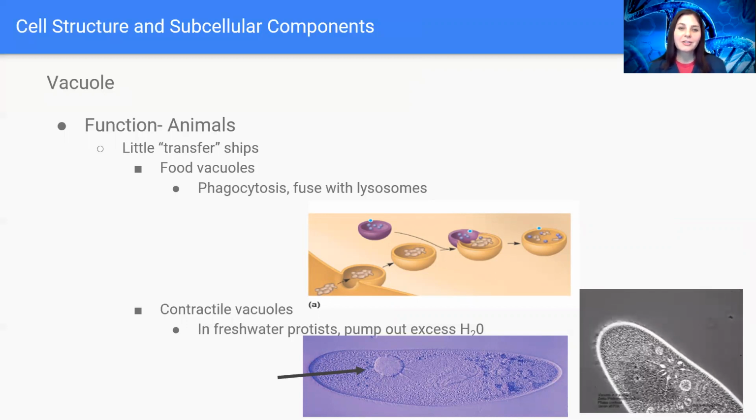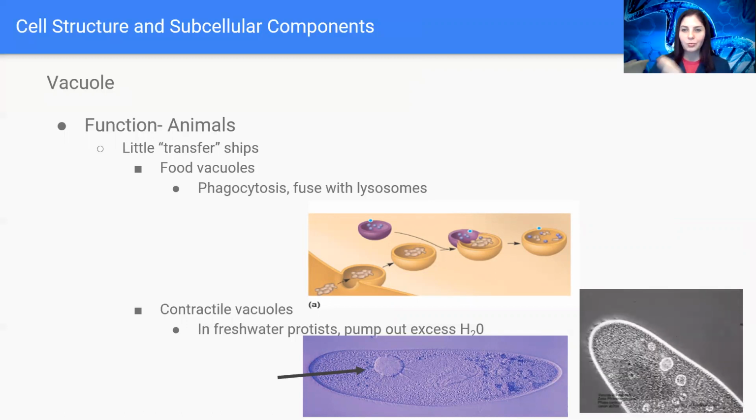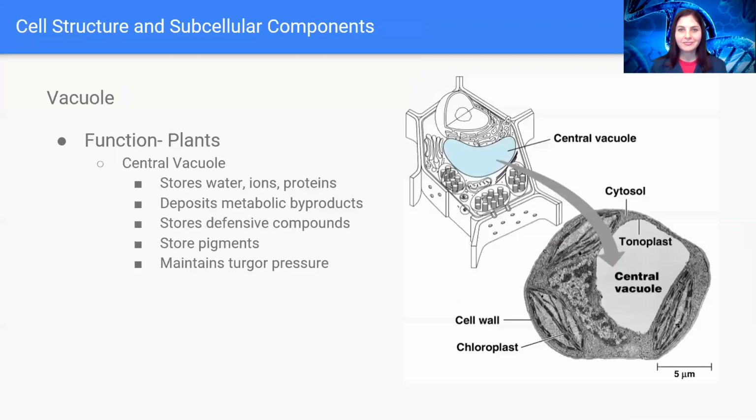We also use them as contractile vacuoles in freshwater protists, and they pump out excess water, and it can also serve for a function of movement in those protists as well.